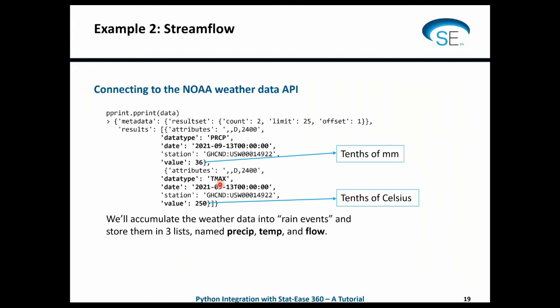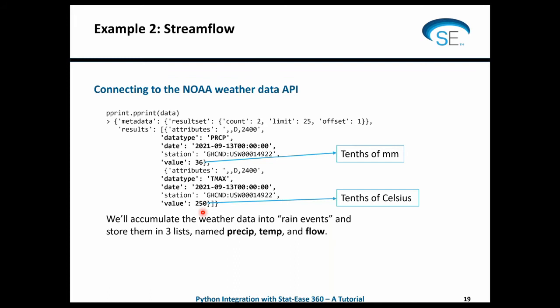And this is just the output of the NOAA call. So we got just that one day, September 13th. And here we're getting precipitation and temperature data, but it's in tenths of a millimeter and tenths of Celsius, which I don't think anybody really uses those units to look at visually. So I converted those in Python to inches and Fahrenheit, just to make the graphs a little bit easier to read. So that's something you can do in Python very easily: transform your data before sending it to Stat-Ease 360.